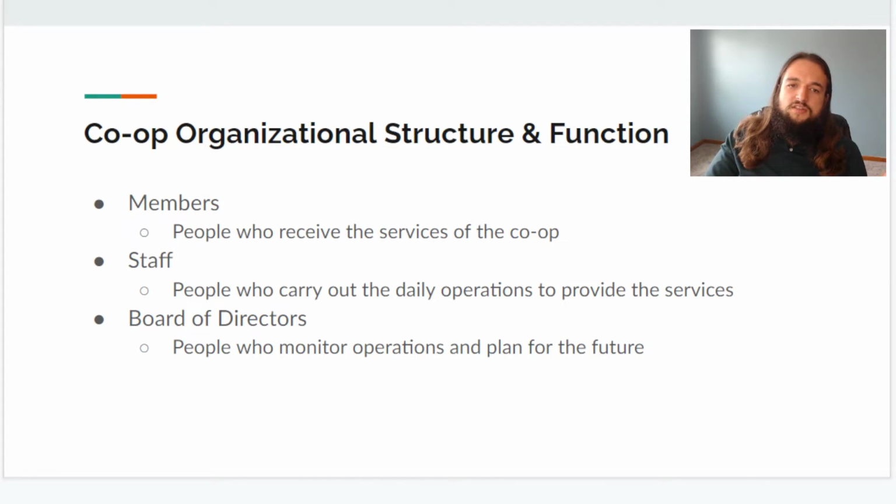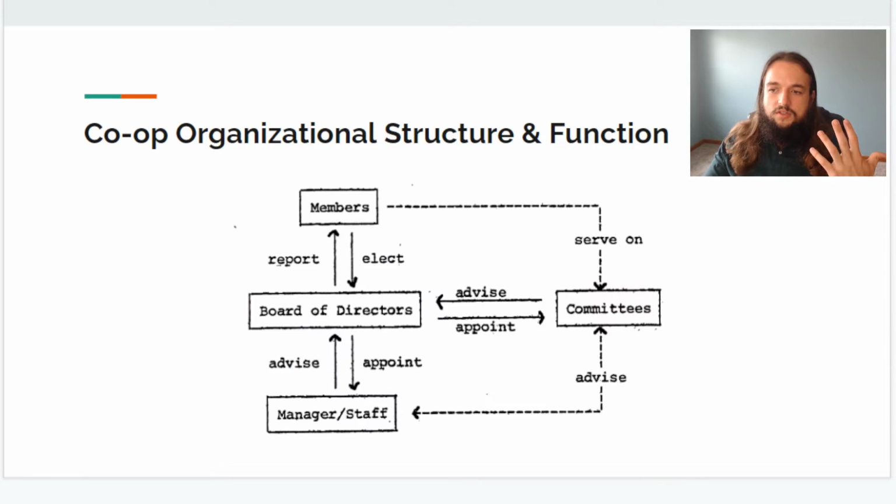Co-op structure breaks down at its most basic level into three parts: members, who receive the services of the co-op; staff, who carry out the daily operations to provide the services; and the board of directors, who monitor operations and plan for the future. So this little graph that's provided by this binder is excellent for being able to understand how the organizational dynamic in a co-op is very circular.